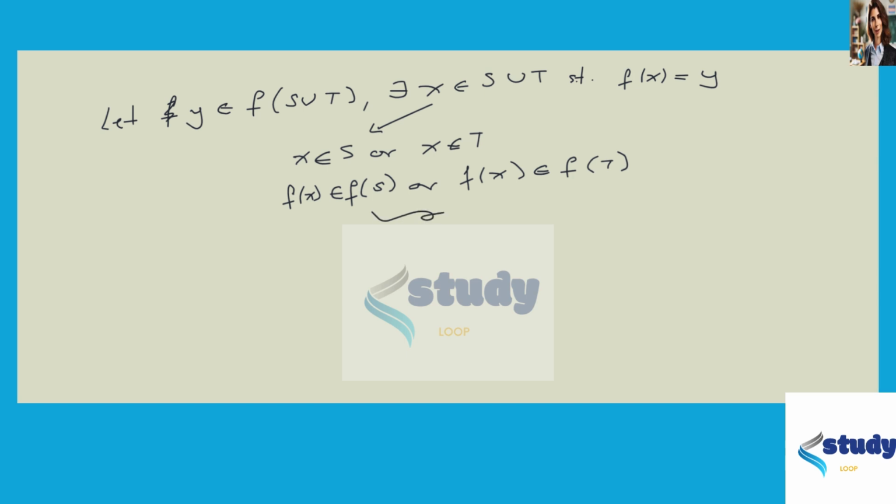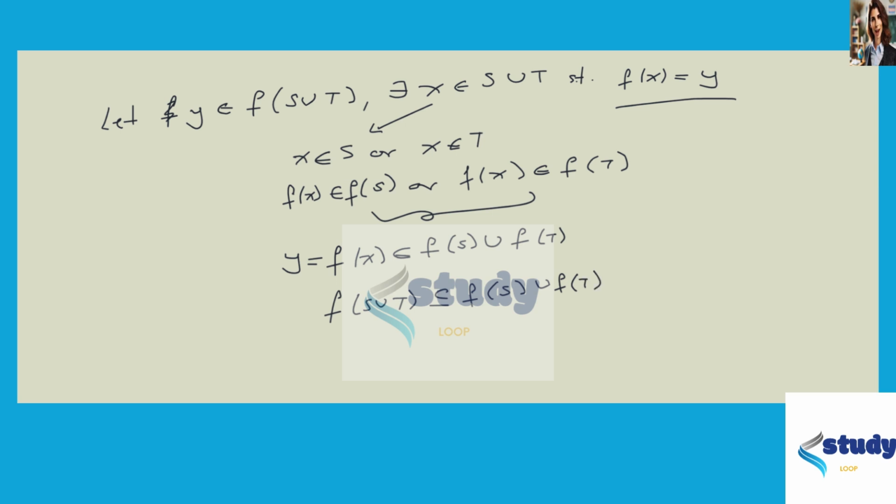So then combining this or condition, you have f(x) is an element in f(S) ∪ f(T). Now f(x) is equal to y. So this is y. So what do you know? You know that y is in f(S ∪ T). So therefore f(S ∪ T) is a subset of f(S) ∪ f(T).